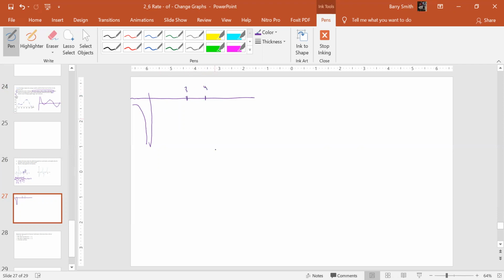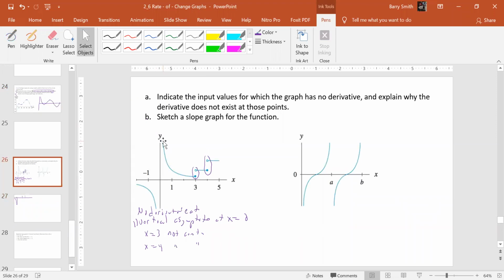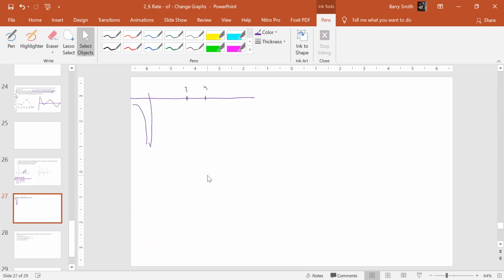And so what was it doing on that one? Well, here it was decreasing steeply and then getting closer and closer to 0 at 3. So it was really steep here, and then it was decreasing as we got closer and closer to 3. And then we had a break.